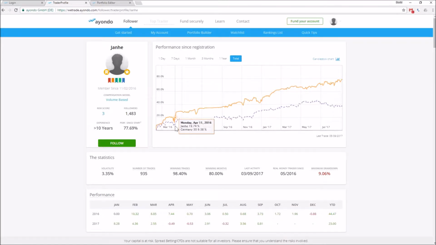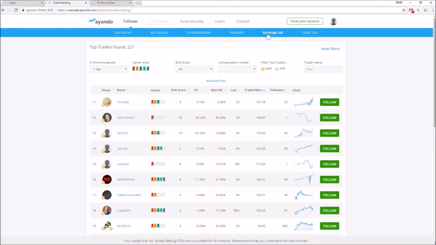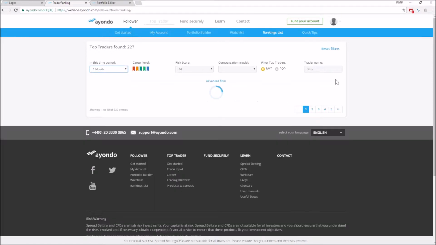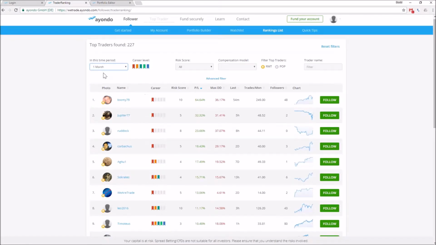So we'll come back to this in a bit more detail. But it's very easy to rank traders in terms of what's important to you. And to me, it's the headline P&L. That is where I start from in terms of ranking traders. You can change the time period. So let's see over the last month, what are the numbers? Tumi's up there again, of course. So Tumi's made 64% in the last month. Jupiter made 32% in the last month. Ruddock 23%. So you can have a look and slice and dice this however you want to. But that's a way of getting a top level view of traders.